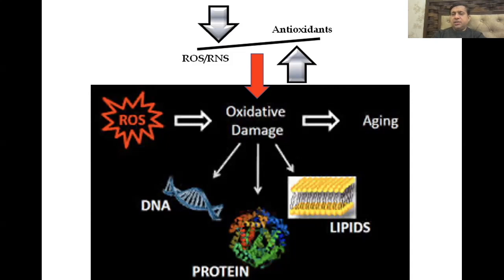we have an intrinsic antioxidant machinery in the form of antioxidant enzymes like SOD and catalase. They are not able to manage the enormous population of radicals, and therefore a state is created where the balance is tilted in favor of radicals, and this is called oxidative damage. This oxidative damage leads to further processes like aging.